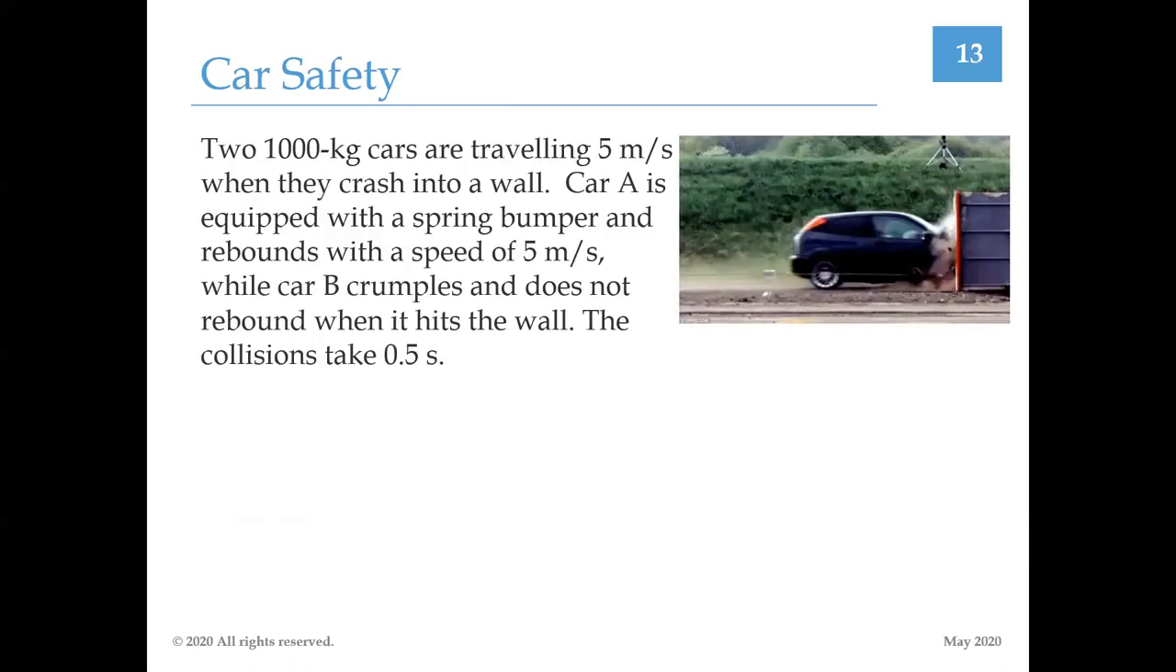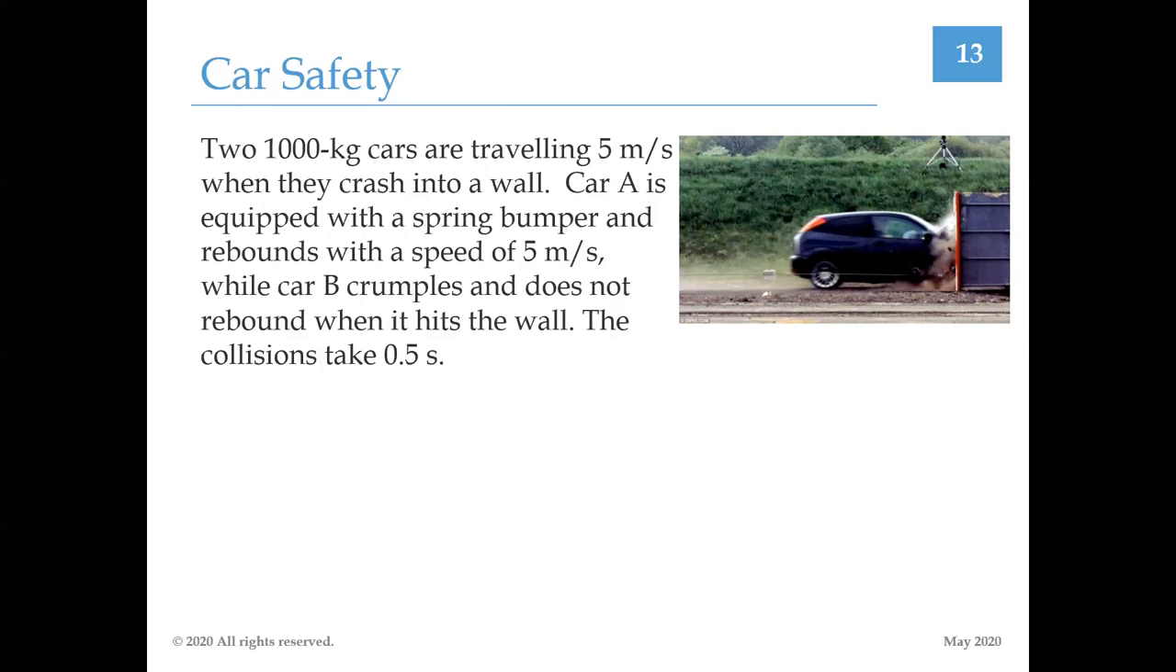So now that we kind of have that set up, we're gonna do another problem. So we have two 1,000 kilogram cars. They're both traveling 5 meters per second when they crash into a wall. Car A is equipped with a spring bumper and rebounds with a speed of 5 meters per second, meaning it hits the wall and bounces backwards from the wall at a speed of 5 meters per second. While car B crumples and does not rebound when it hits the wall.